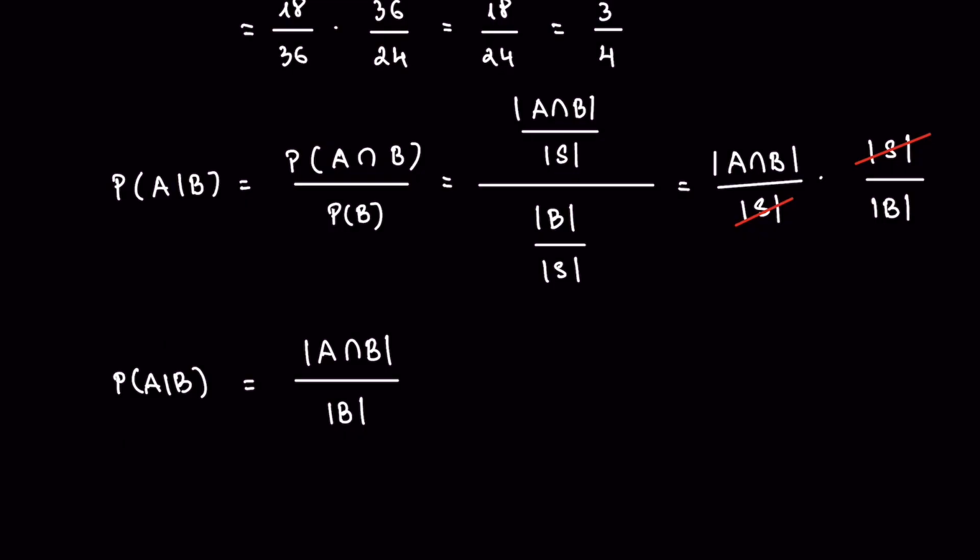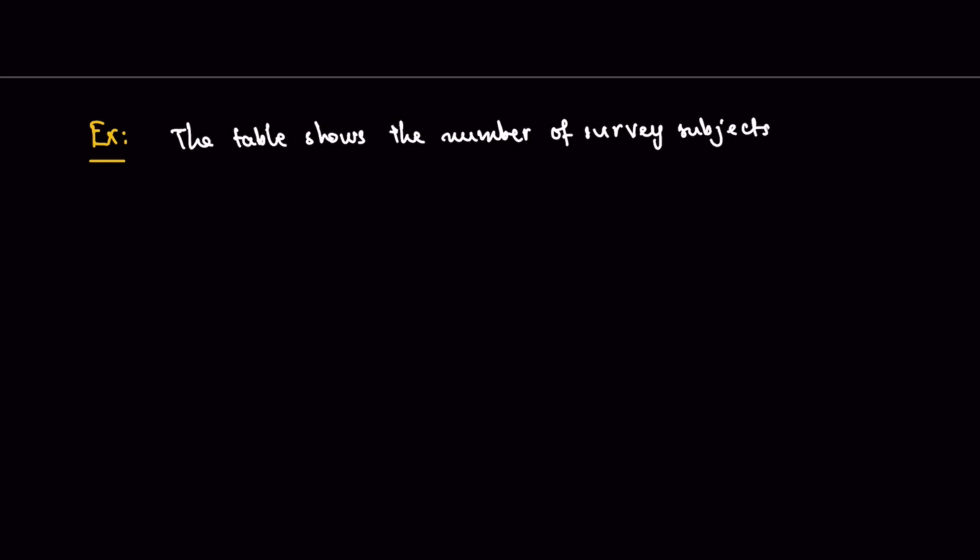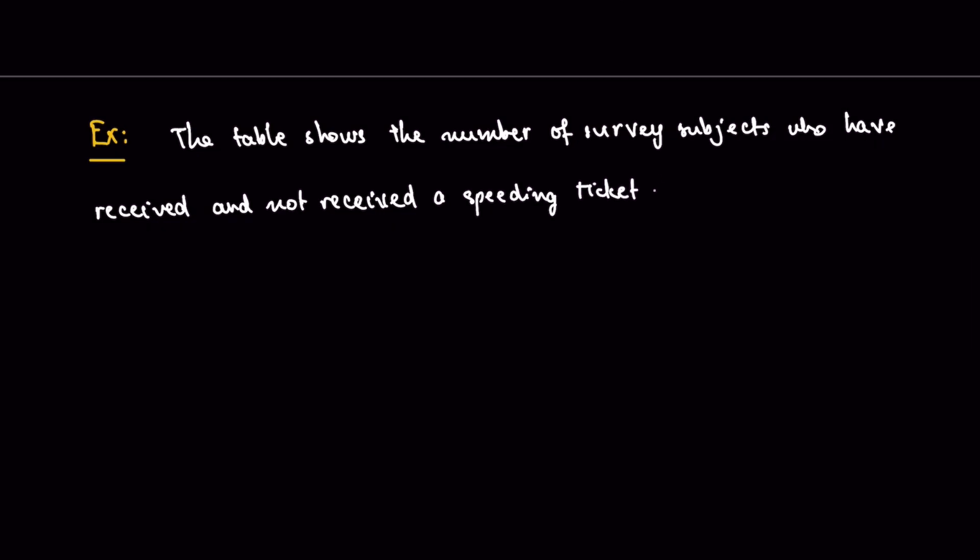Now we're going to move on to another example where we have a table of data instead of just a word problem. In this example, you have a table of information telling you the number of survey subjects who have received and not received a speeding ticket in the last year and the color of their car. Using the information provided in the table, we want to calculate the probability of certain scenarios.